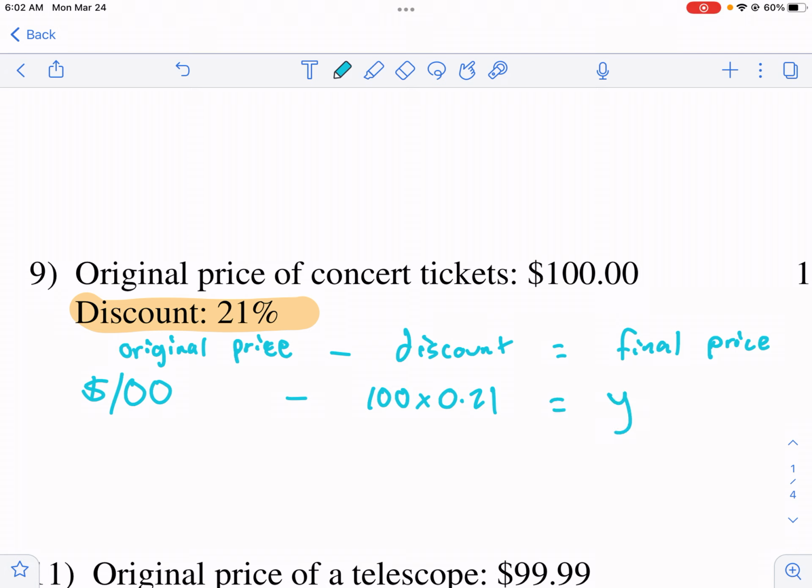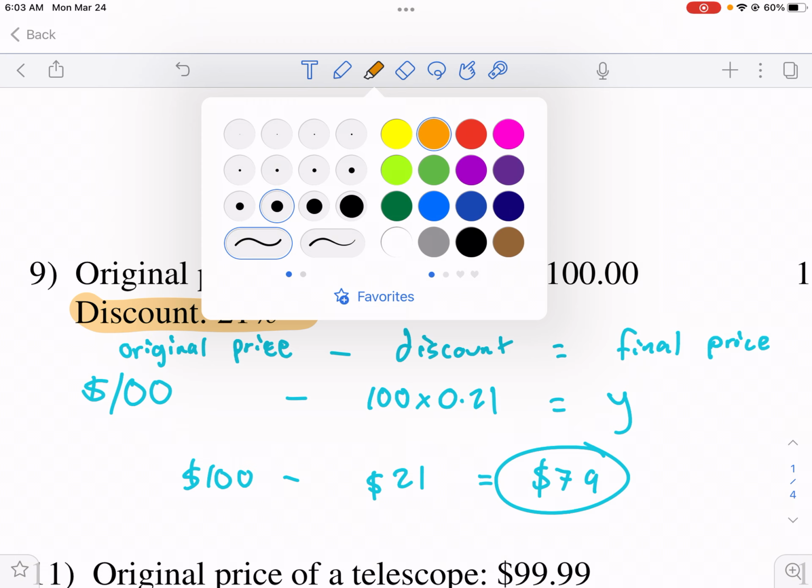Okay, so in this case, I just need to multiply 100 times 0.21. This one's actually an easier one. Anytime it's 100, it's just going to be essentially what the decimal is. So that's $21 is the discount. $100 is the original price, and I subtract that, and I get $79 for my final price. Now, you're probably looking at this and thinking, I have to do 2 steps for each one of these? And the answer is no.